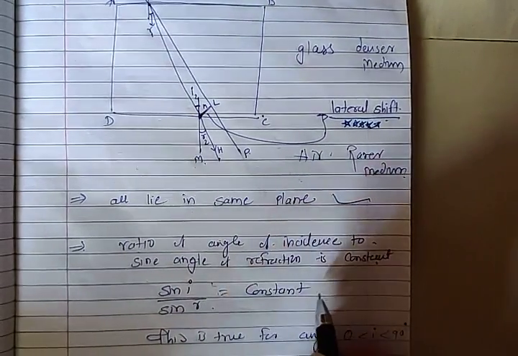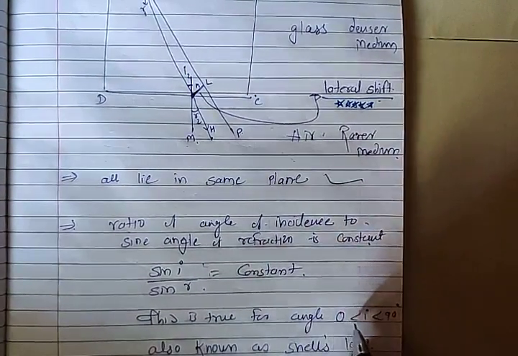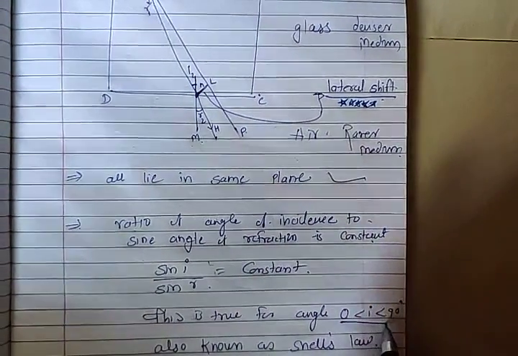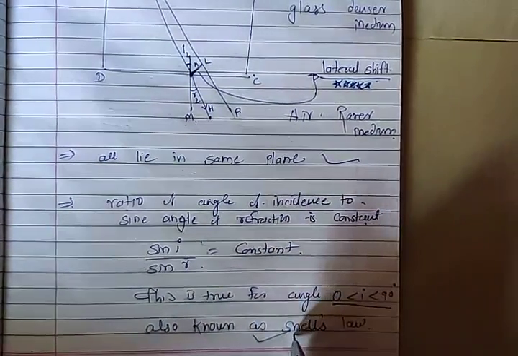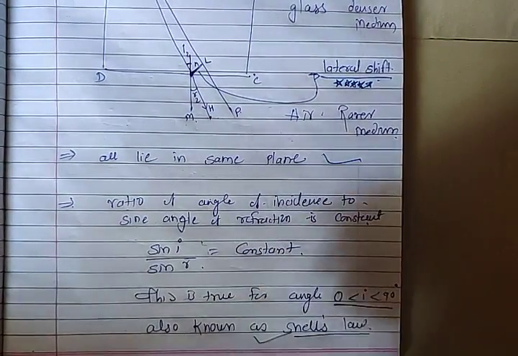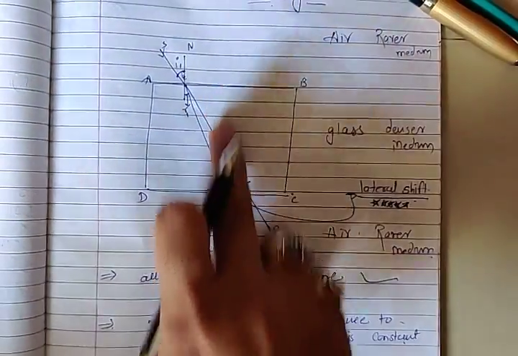So sine of i upon sine of r क्या हो जाएगा? Constant. This is true for all angles of i from 0 to 90. This is also known as Snell's law. ये दो को क्या बोला जाएगा? Snell's law. So in exams, you write the refraction phenomena which is taking place in a glass slab.